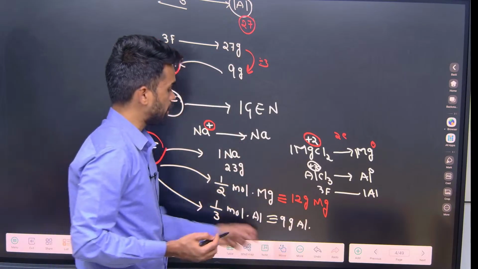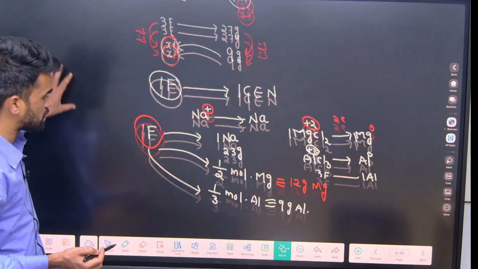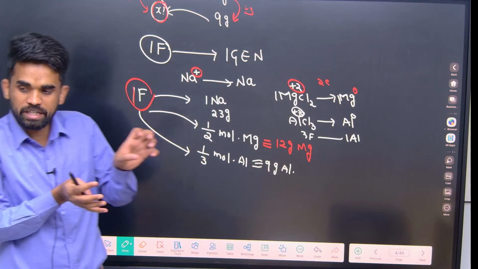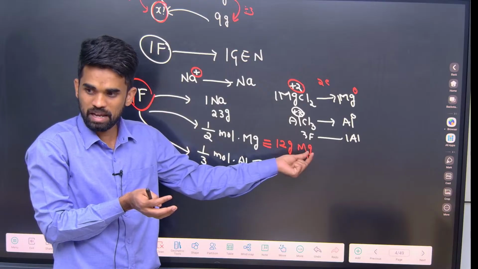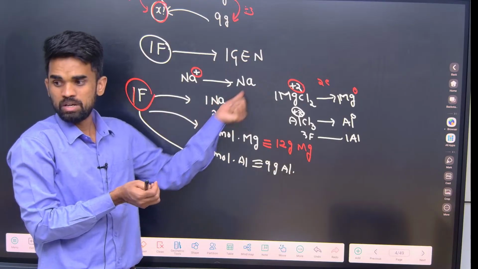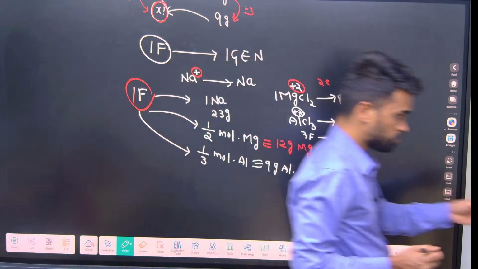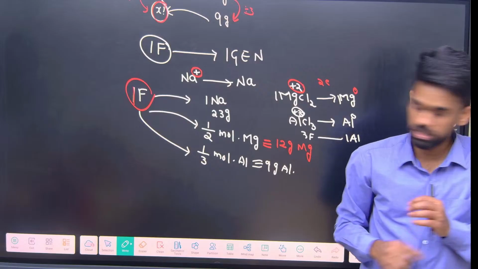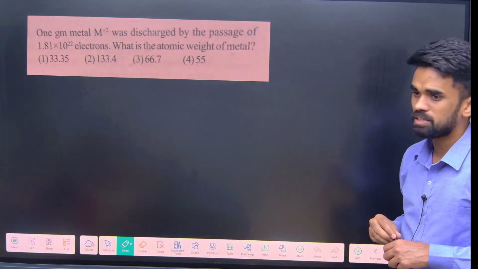So it means if these solutions, these electrolytes, are connected in series connection, and I pass the same quantity of electricity, this will deposit 9 grams, this will deposit 12 grams, and like that this will deposit 23 grams. Is that clear? So the next one, I will show you a few questions. Can you answer this?